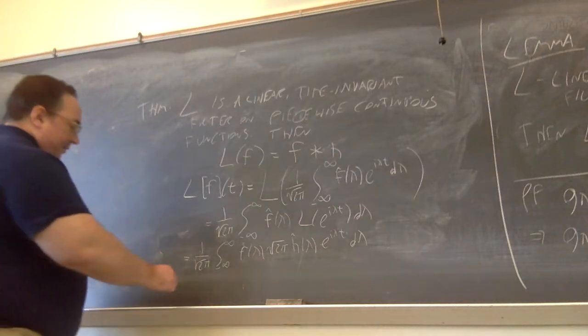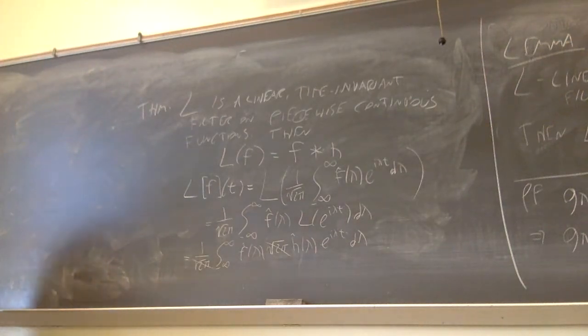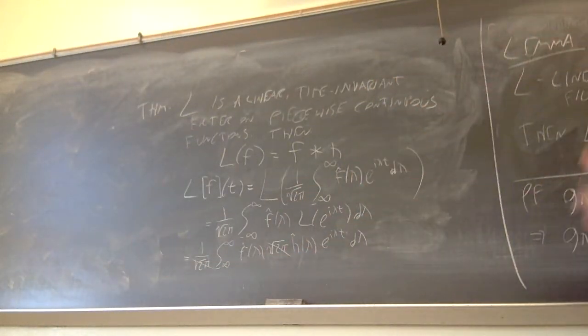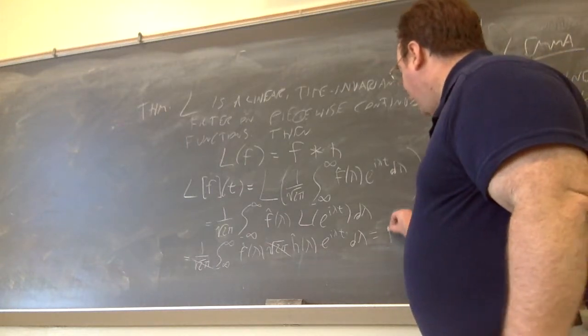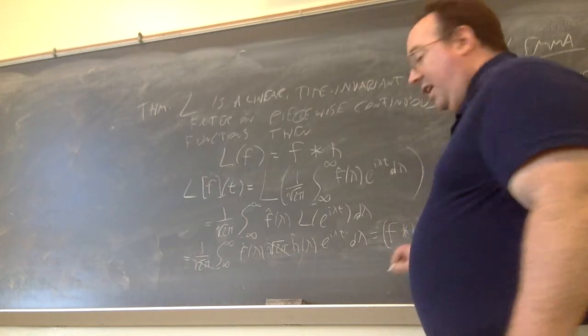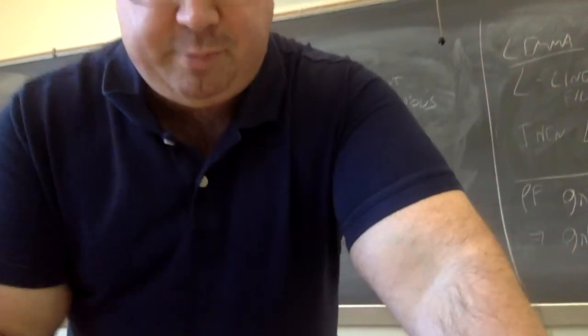The square root of 2 pi's cancel. Wow, wasn't that convenient? I had to force that square root of 2 pi into the lemma. What's left, the integral of f hat of lambda, h hat of lambda, e to the i lambda t, is exactly the convolution of f and h evaluated at t. Because a convolution in physical space is the same as ordinary multiplication in frequency space.